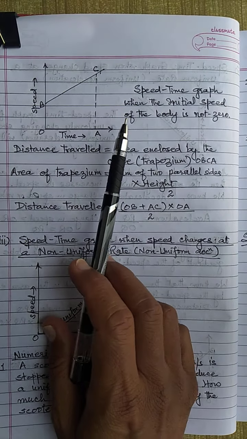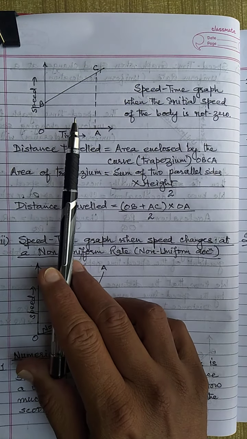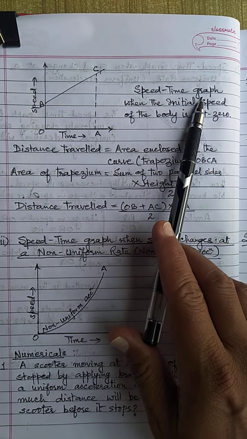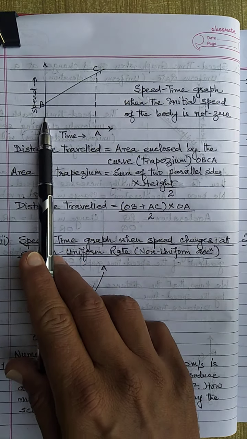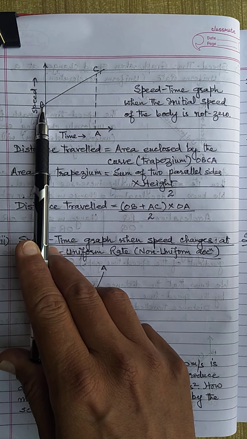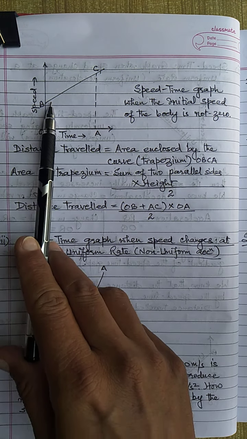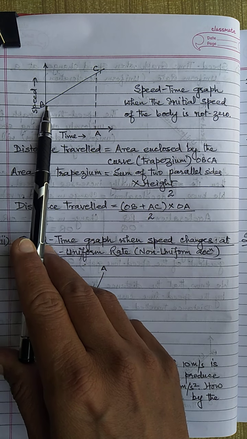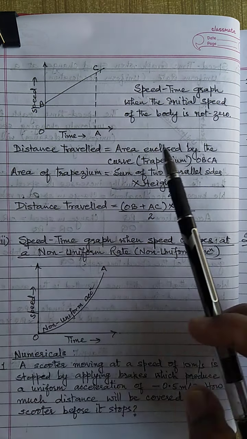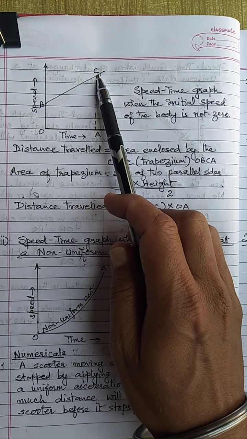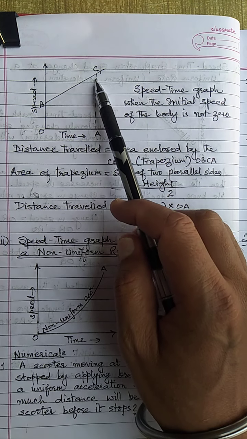Next is, if the body has some initial speed and it is also increasing. Now this will be the curve. This is the speed time graph when the initial speed of the body is not 0. Now the speed is OB initially. When the time was 0, initially when the time was observed, the body was at this speed OB. Now it accelerated and reached this point. Here the speed was AC.